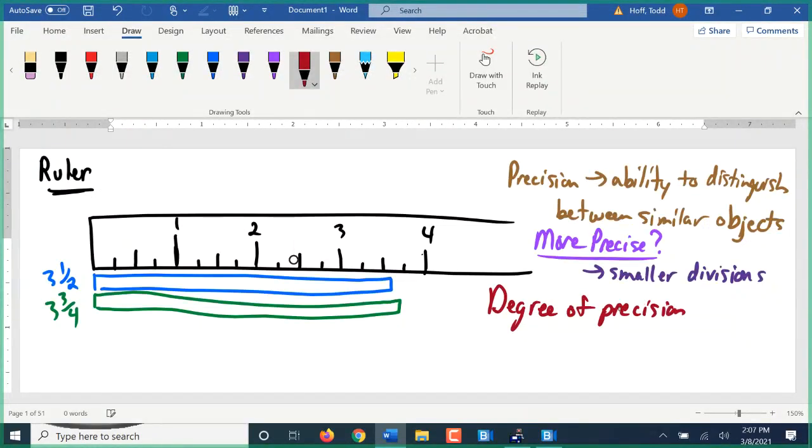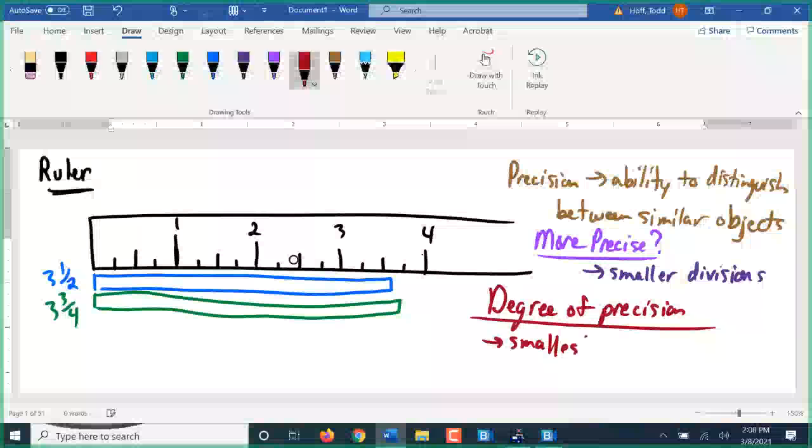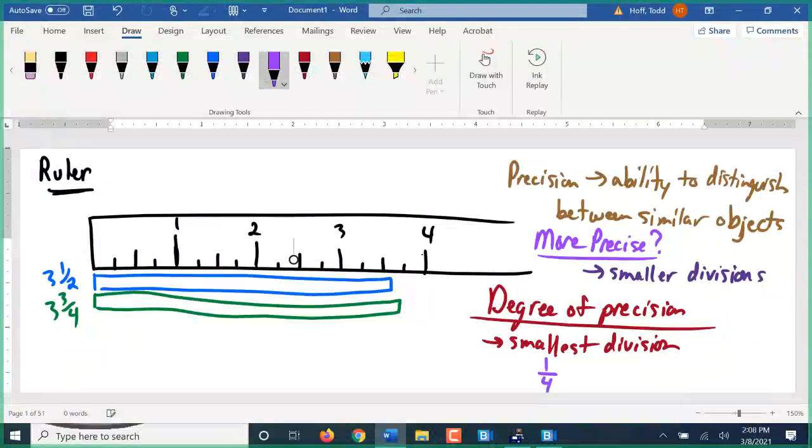Degree of precision is simply the smallest division on the ruler. So on this ruler, the degree of precision would be 1/4 of a unit, whatever those units are. That is the smallest division on our ruler.